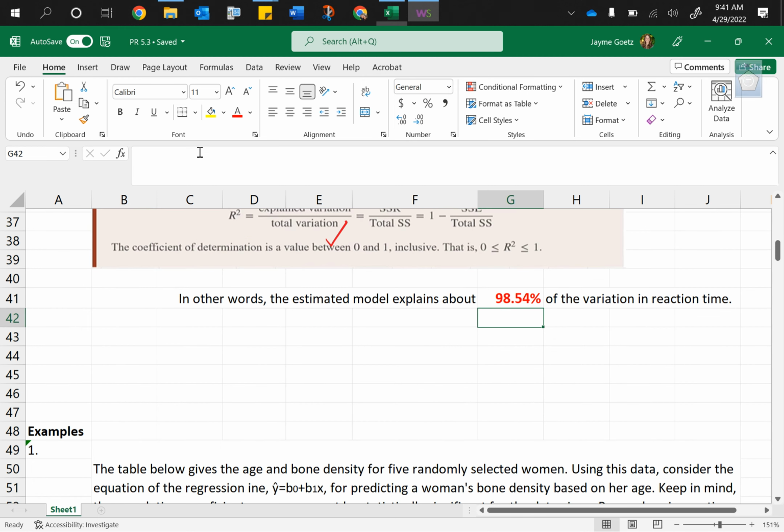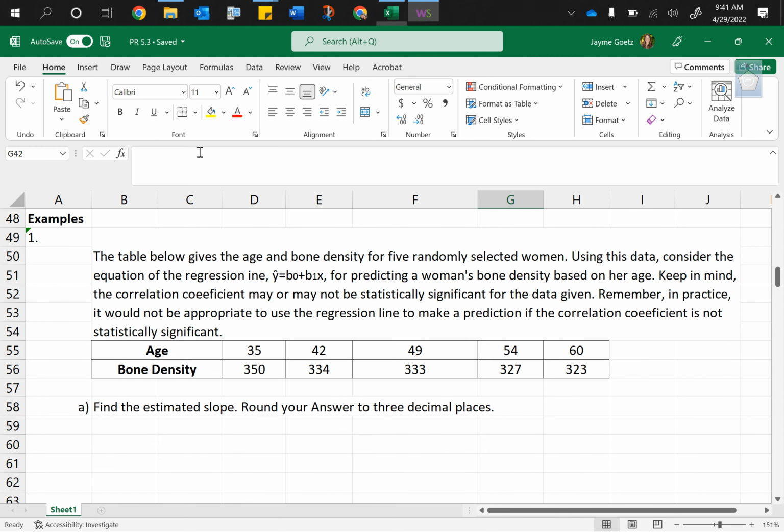Okay, so let's just work some examples that we are going to go over today. On number 1, it says, the table below gives the age and bone density for 5 randomly selected women. Using this data, consider the equation of the regression line, y equals b sub 0 plus b sub 1 times x. Remember, it's just y equals mx plus b, for predicting a woman's bone density based on her age. Keep in mind the correlation coefficient may or may not be statistically significant for the data given. Remember, in practice, it would not be appropriate to use the regression line to make a prediction if the correlation coefficient is not statistically significant.